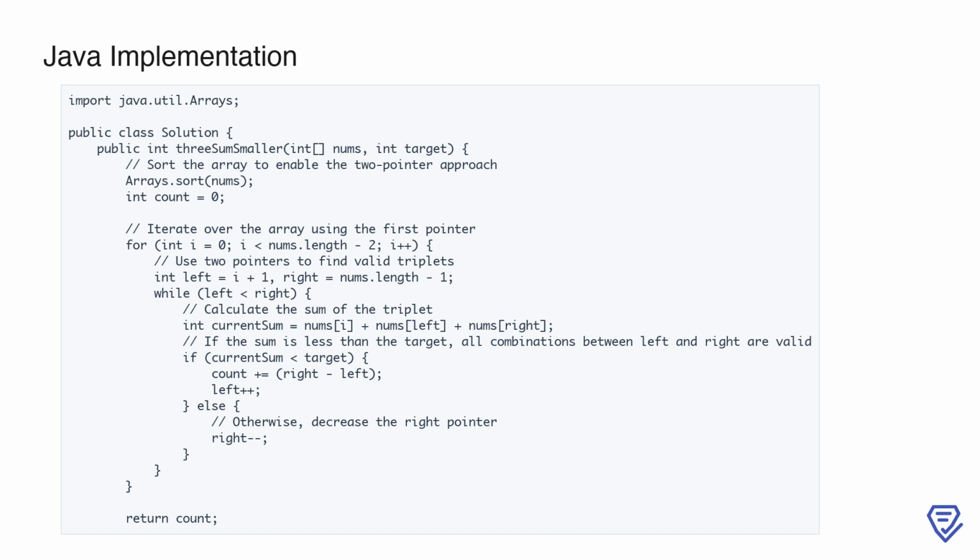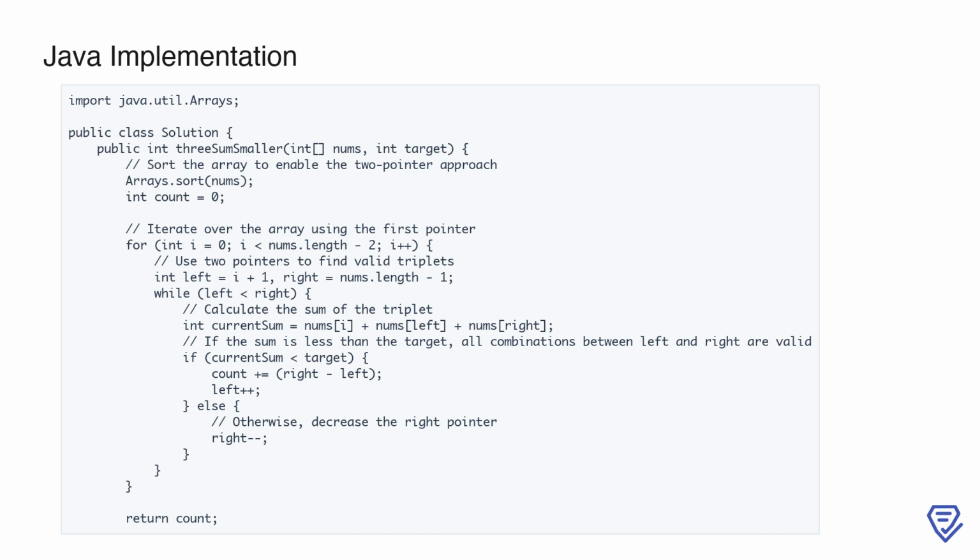of the triplet. For each i, we set up two pointers: left starts just after i, and right begins at the end of the array. These two pointers will help us efficiently find all valid combinations. Inside the while loop, we calculate the sum of the current triplet using nums[i], nums[left], and nums[right].